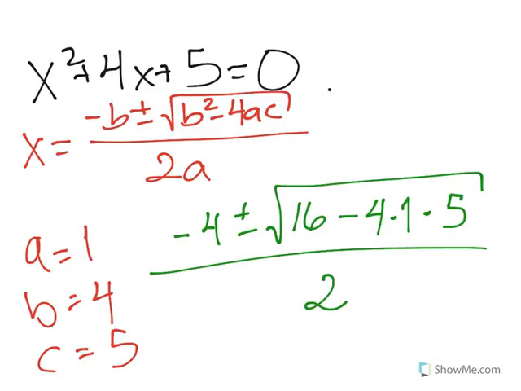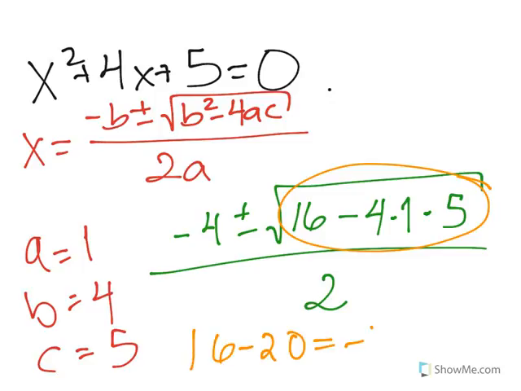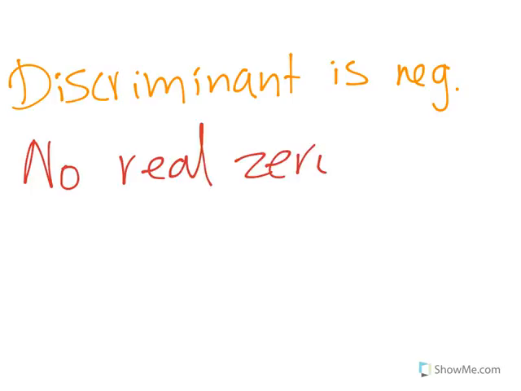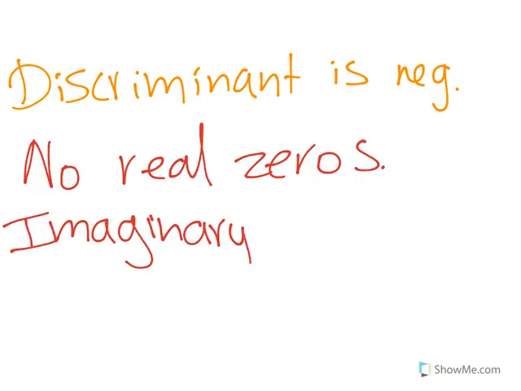And so let's simplify first whatever is inside the square root. 16 minus 20 equals negative 4. So our discriminant is negative. This means that we have no real zeros. However, we do have imaginary zeros. What does imaginary mean? Imaginary means that it contains an i. i is equal to the square root of negative 1.